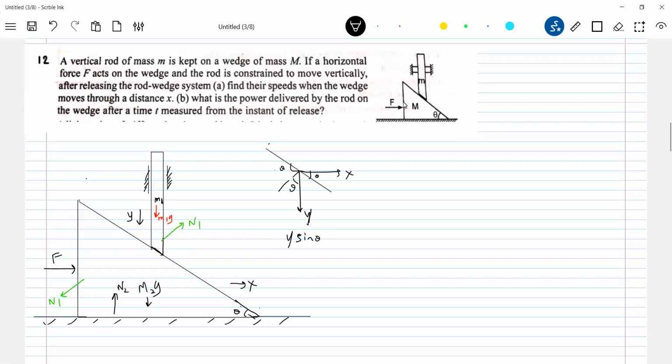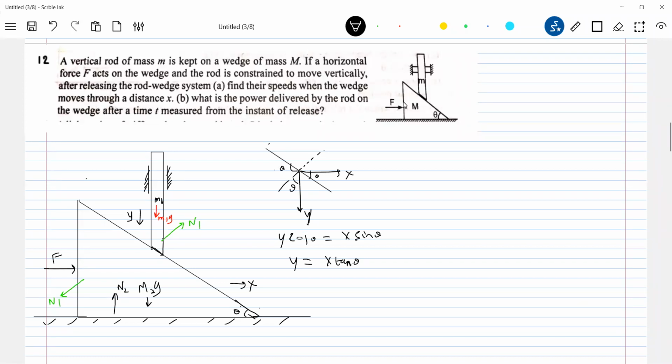In what direction must the displacement be equal? The normal contact between the rod and the wedge is non-zero. All the time the rod will be in contact with the wedge. So therefore the displacement perpendicular to the incline must be equal. So y cos theta should be equal to x sine theta. Will you agree with this? So what is the displacement of the rod in terms of the displacement of the wedge? y equal to x tan theta.